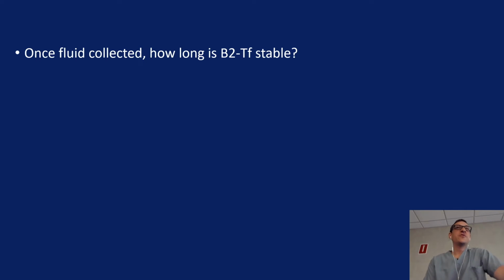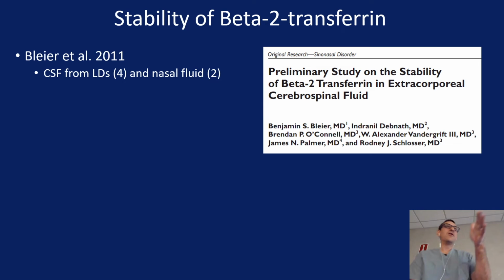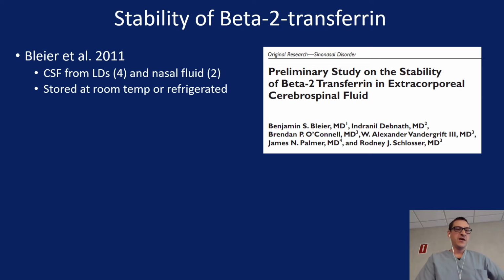Okay, so you collect this fluid. How long is beta 2 transferrin stable? You're not wrong, right? If you read back in 2011 and you saw Ben Blyer's paper, which is great, he had six specimens, 4 were from lumbar drains, 2 were from nasal fluid, room temperature, refrigerated, all positive 7 days. And that has been taught, rightly so, that 7 days it's stable. But I had a couple patients, one at Penn I remember, and then some early on, where they had it sitting around for longer and it was still positive.